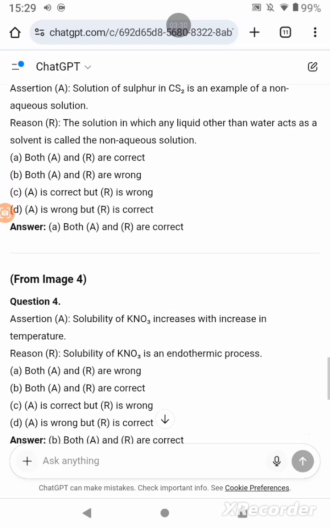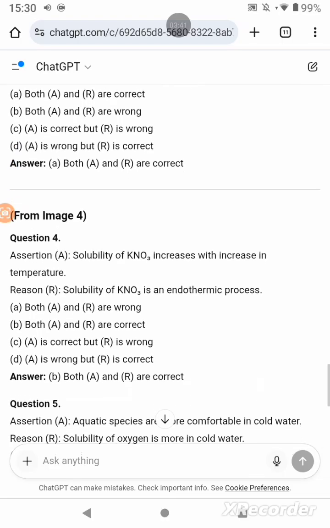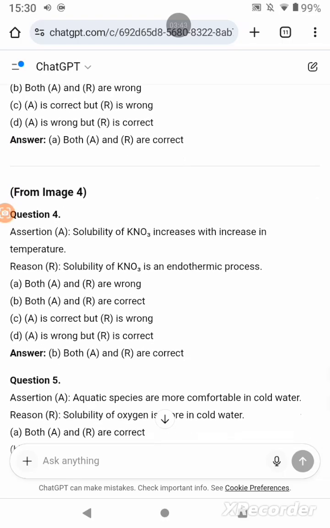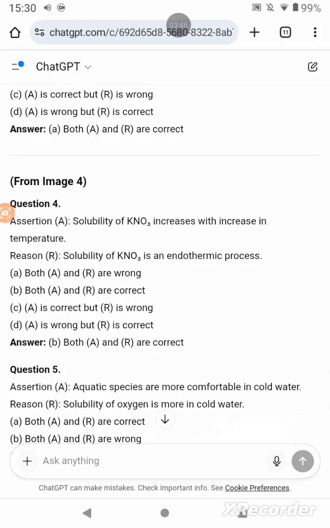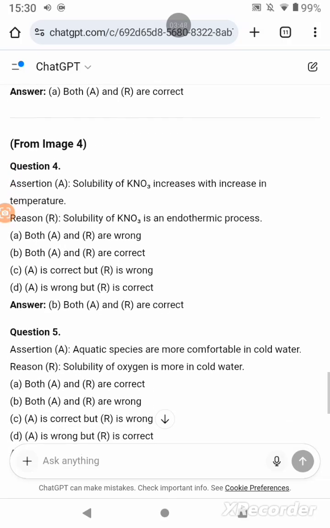Question 3. Assertion: Solution of sulfur in CS2 is an example of a non-aqueous solution. Reason R: The solution in which any liquid other than water acts as a solvent is called the non-aqueous solution. A. Both A and R are correct. B. Both A and R are wrong. C. A is correct but R is wrong. D. A is wrong but R is correct.